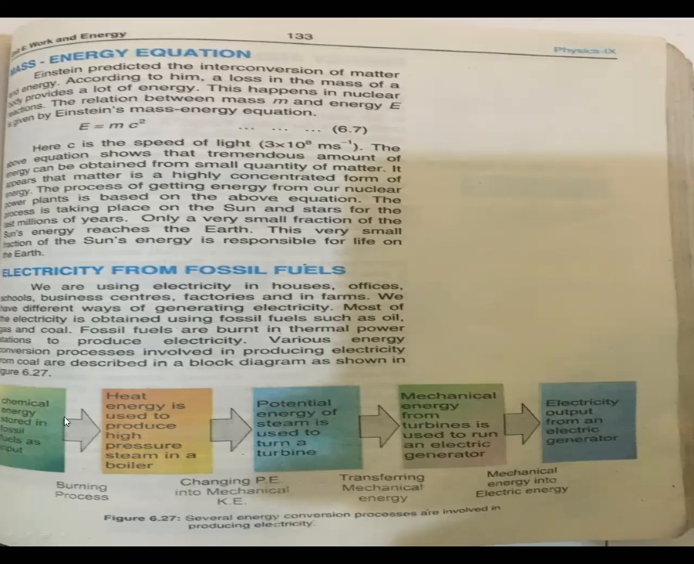First of all, there is chemical energy stored in the fossil fuel, which is released when it is burnt. This is called the burning process. The heat energy is used to produce high pressure steam in a boiler. The potential energy stored in the steam is converted into kinetic energy, and this energy of the steam is used to turn the turbines.